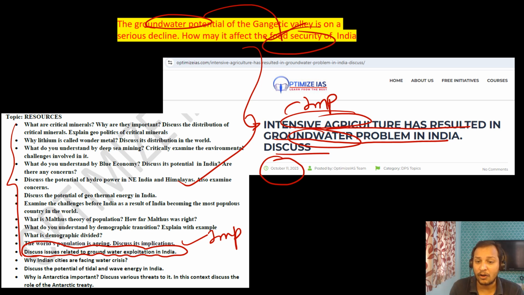Guys, you can see that is why all the questions are directly from the DPS. Why? Because of how I'm framing DPS questions: I'm analyzing the current affairs, linking it to the syllabus, and discussing five questions every day.